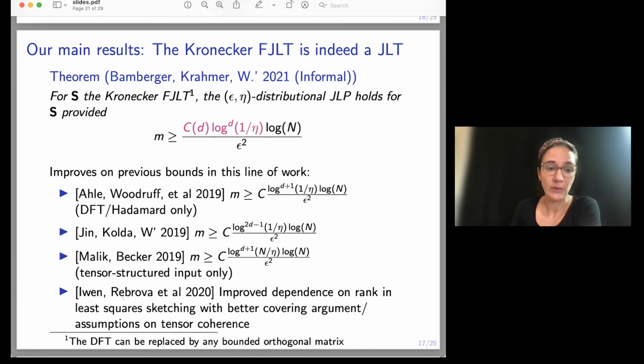And then Iwin and Rebrova et al. also considered these tensor sketching structures. And they showed some improved bounds if the underlying matrix A with the tensor structured columns has a certain incoherence property that can improve everything, among other things. So this is the result. Let me know if you have any questions.